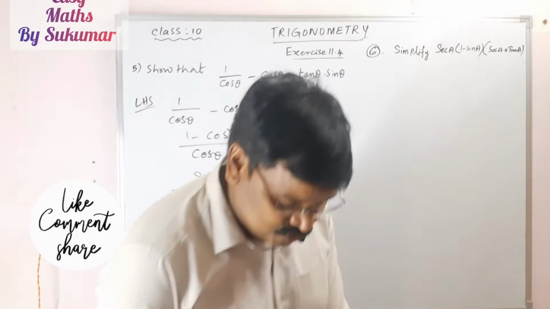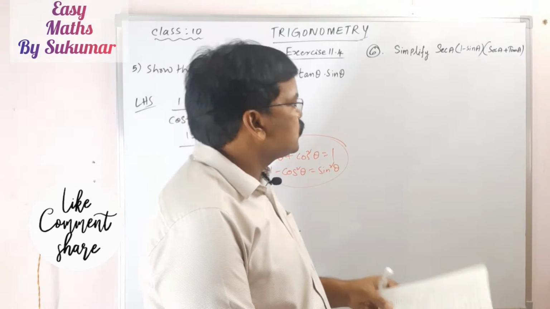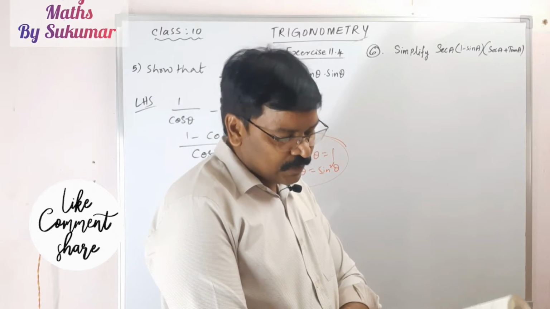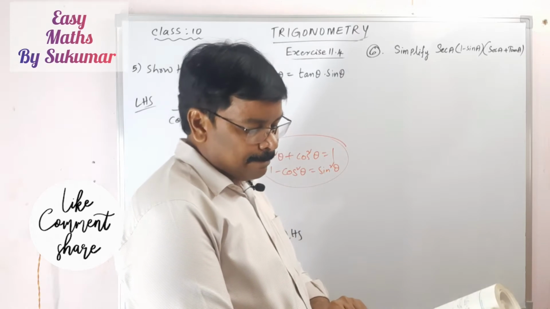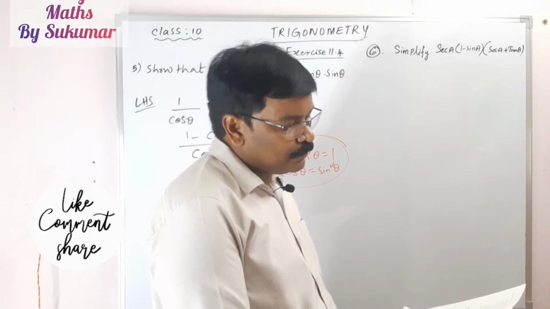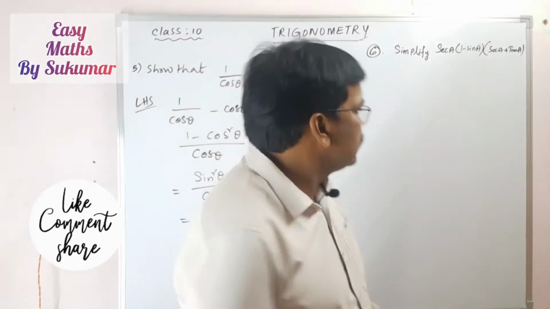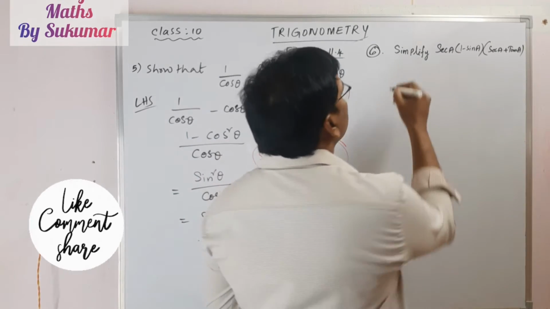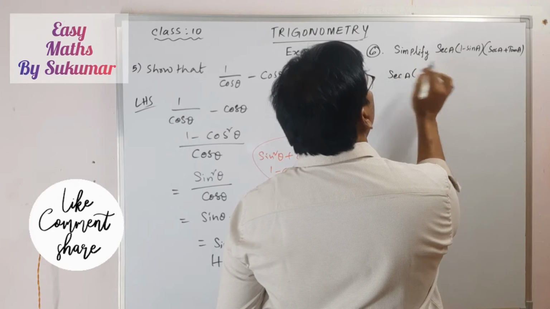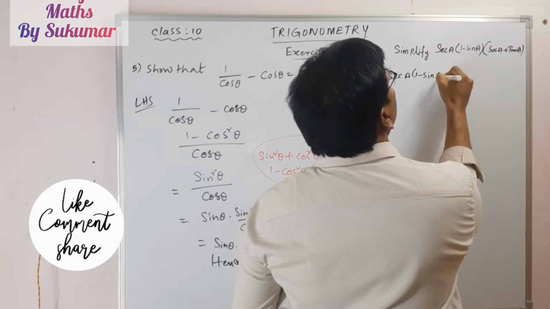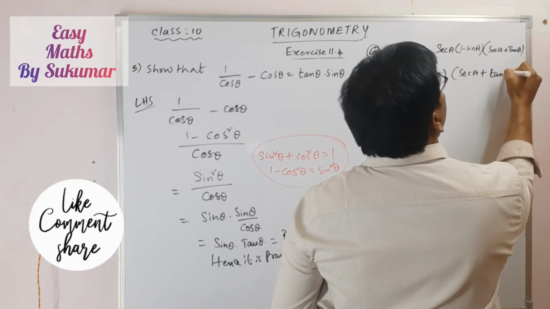Right, this is the sixth question here. So what is this question? Secant A times 1 minus sin A, secant A times 1 minus sin A. This question is not given in the CBSE textbook. Okay, right. Secant A times 1 minus sin A into secant A plus tan A.